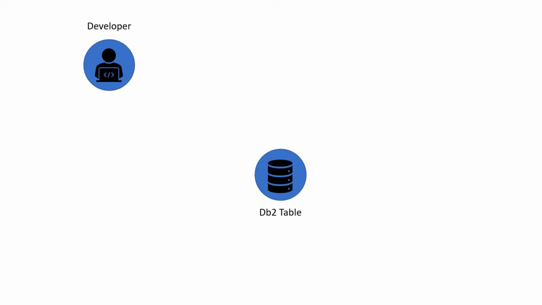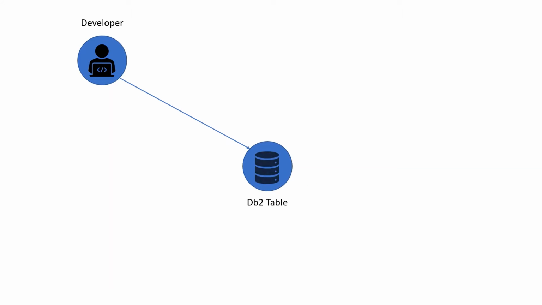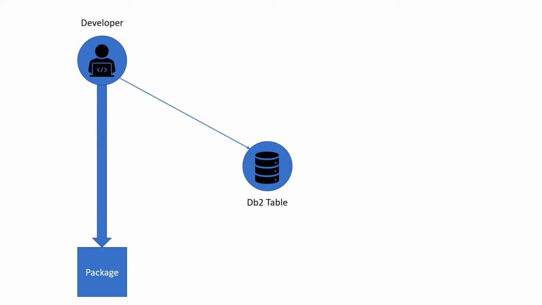Our developer writes the code. When the code is complete, the developer will write a record to the DB2 table, and this will automatically trigger a process that copies that code into what we call a package. Once the code is in the package, the developer loses update access to it. They can still read it, but they cannot make updates.